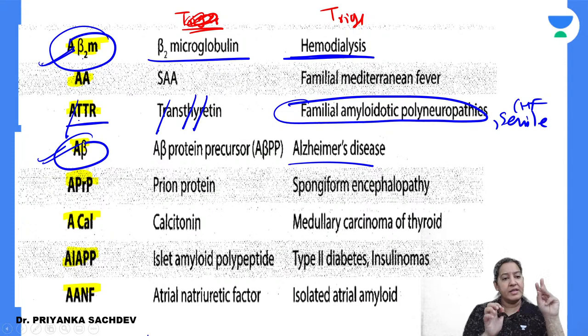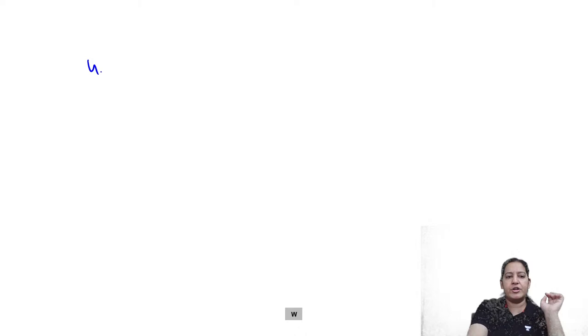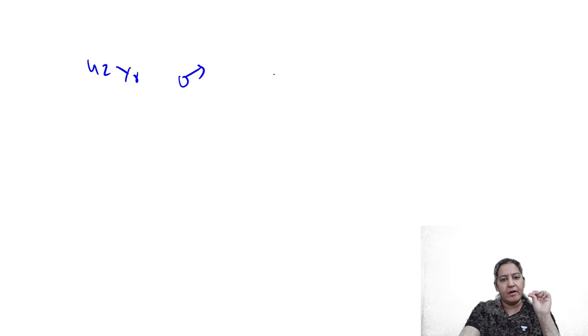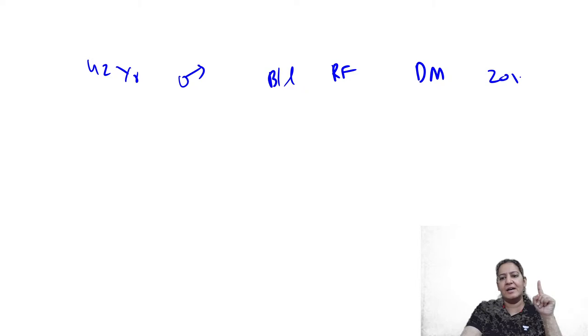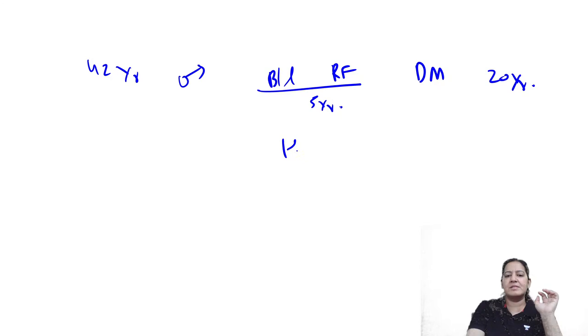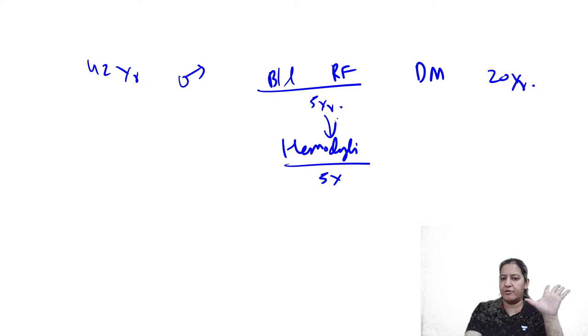So the MCQ will be like this, like a story: a 42-year-old male having bilateral renal failure, a known case of diabetes mellitus since 20 years, uncontrolled diabetes. And now he's having bilateral renal failure since the last 5 years, and the person has been on hemodialysis for the last 5 years because of bilateral renal failure.